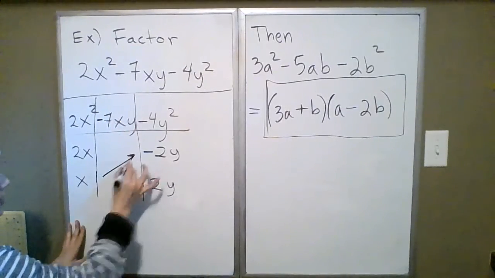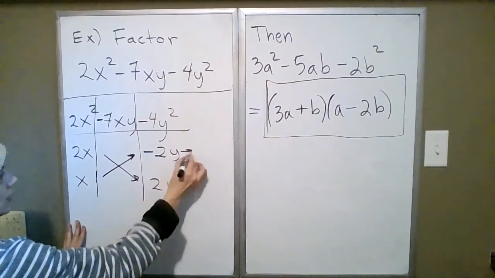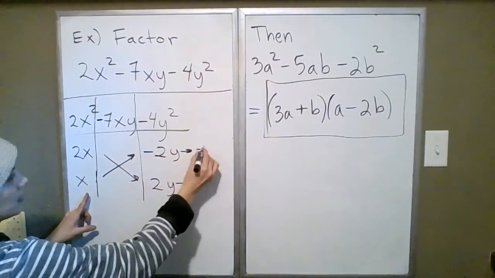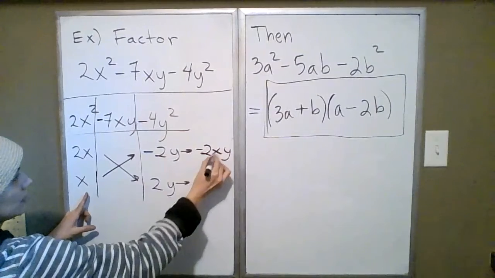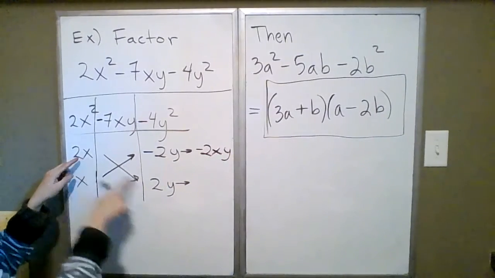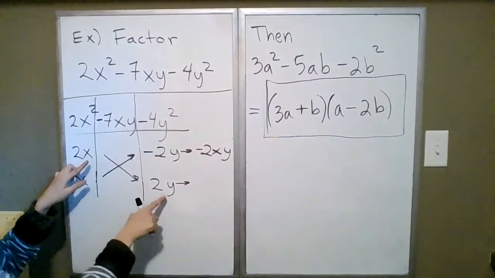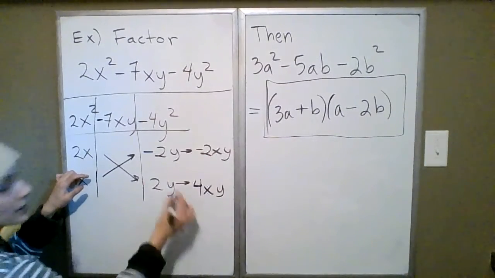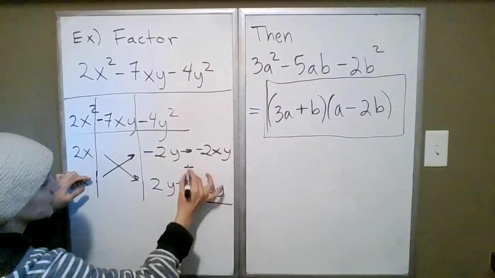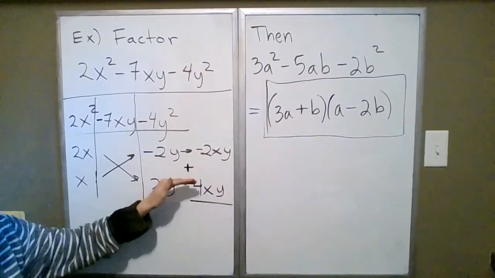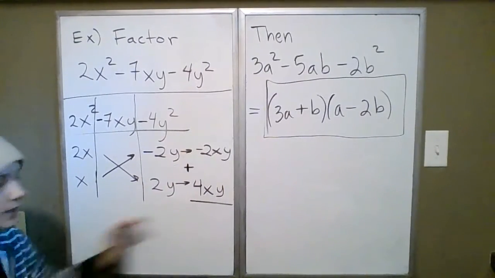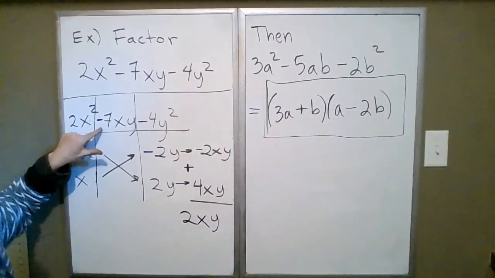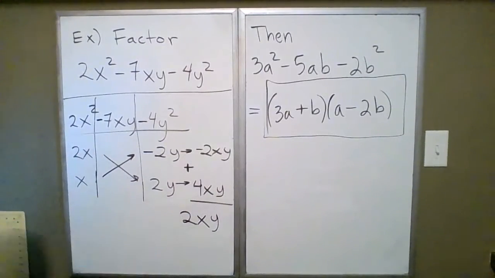I cross multiply. This would be negative 2xy. Down here is positive 4xy. And then add those together to get 2xy. But we're looking for negative 7xy, which means I have to try again.